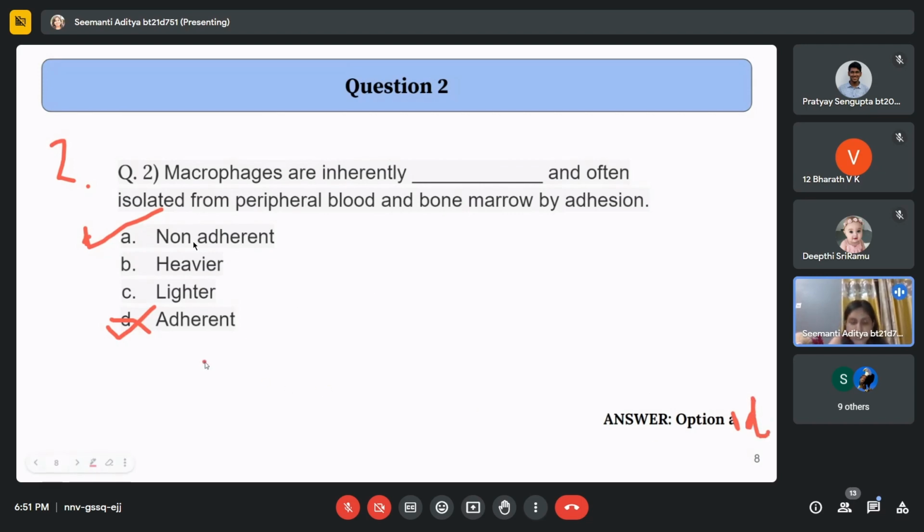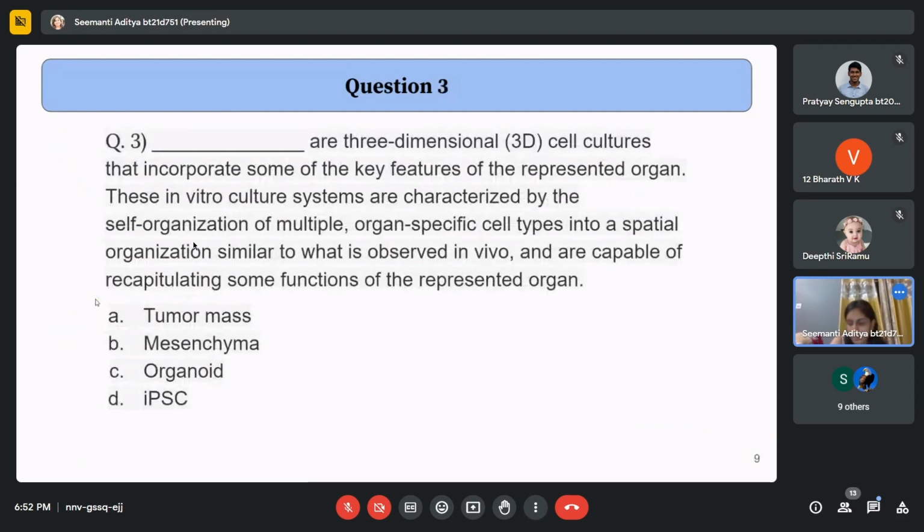Actually, it is adherent. So inside the body, these are adherent cells only. But after they are seeded, that time they become non-adherent. So ignore this option. I will change here. The answer is actually option D. It is adherent. Okay, so this is the correct answer. Next question.